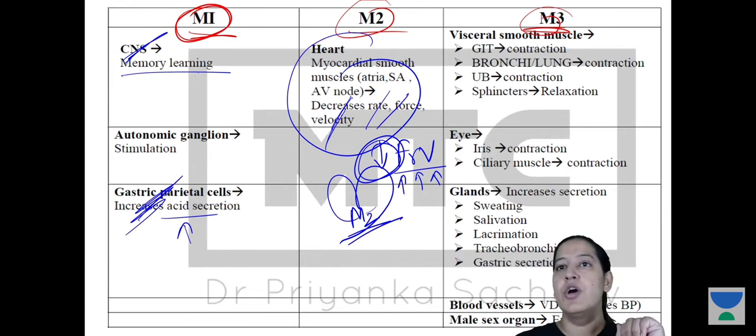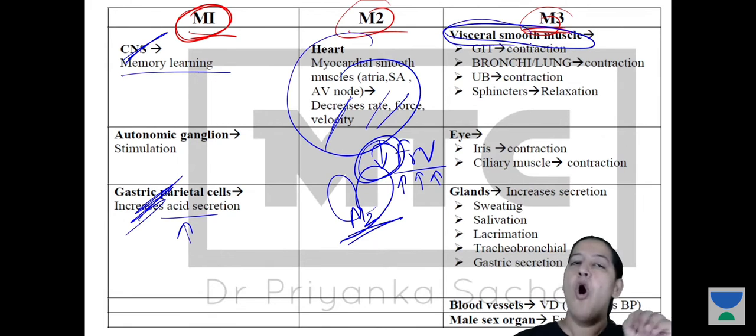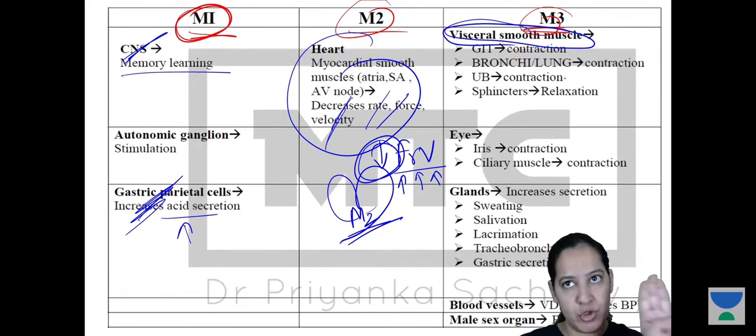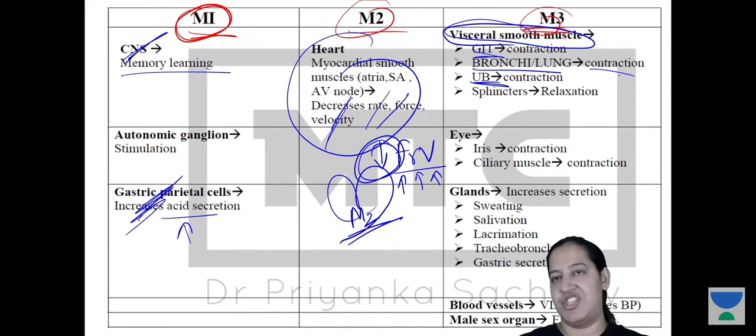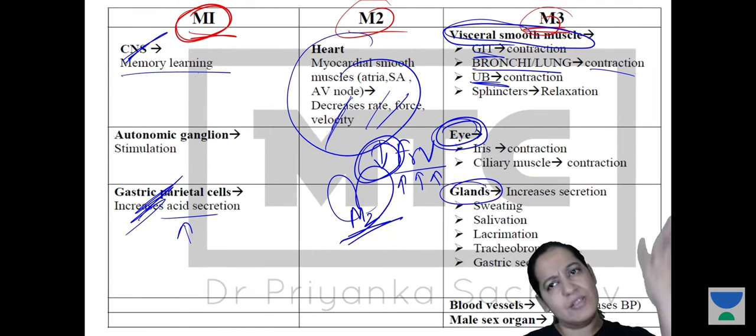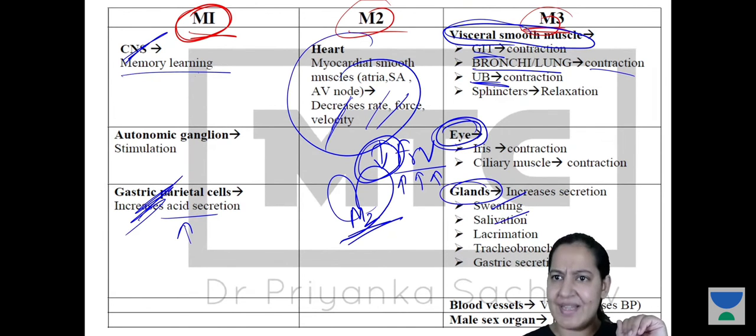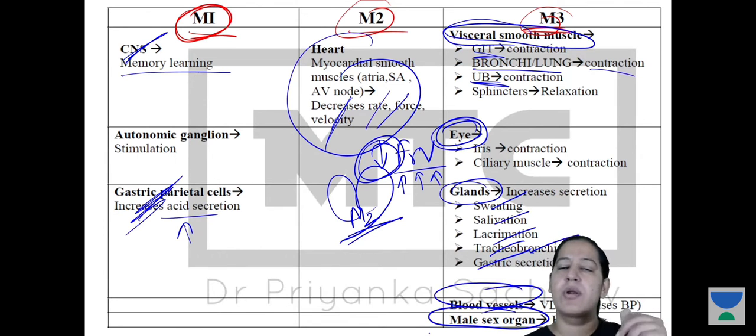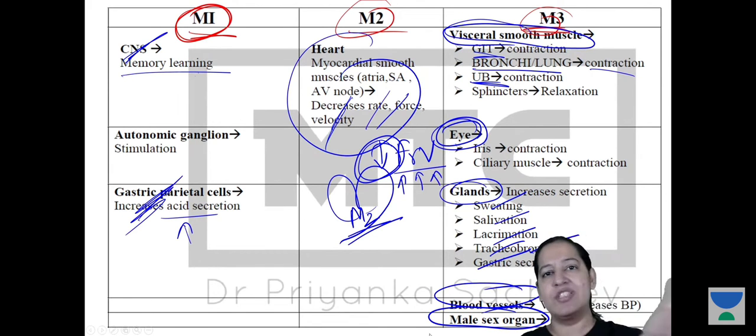M3 is present over 5 organs. You have to learn the names. Number 1, visceral smooth muscles, all smooth muscles of the body. I will talk about 3, but it is all. In the GIT there is peristalsis, in the urinary bladder there is peristalsis, and in the lung there is contraction. Lung does not have peristalsis, as the lung is not a luminal organ. Number 2, the eye. Number 3, the glands, all glands of the body: salivary gland, sweat gland, lacrimal gland, tracheal gland, bronchial gland, gastric gland, all glands. Then the blood vessels and the male sex organ, that is the penis. I will discuss what they do chapter-wise, but you have to learn these.